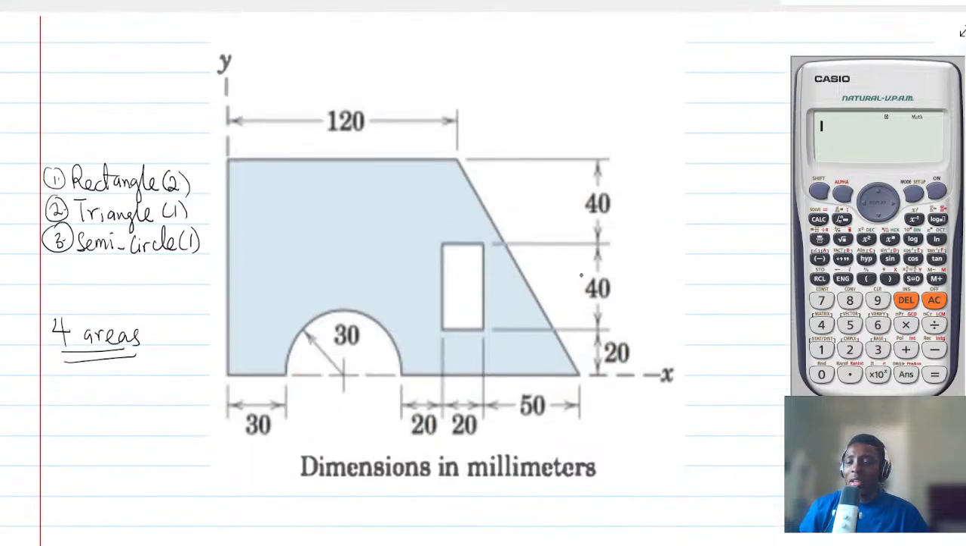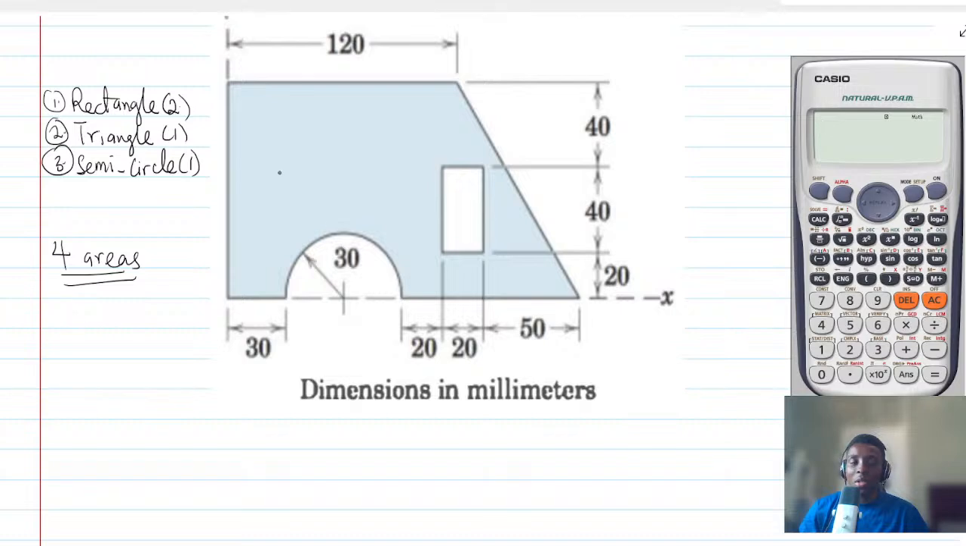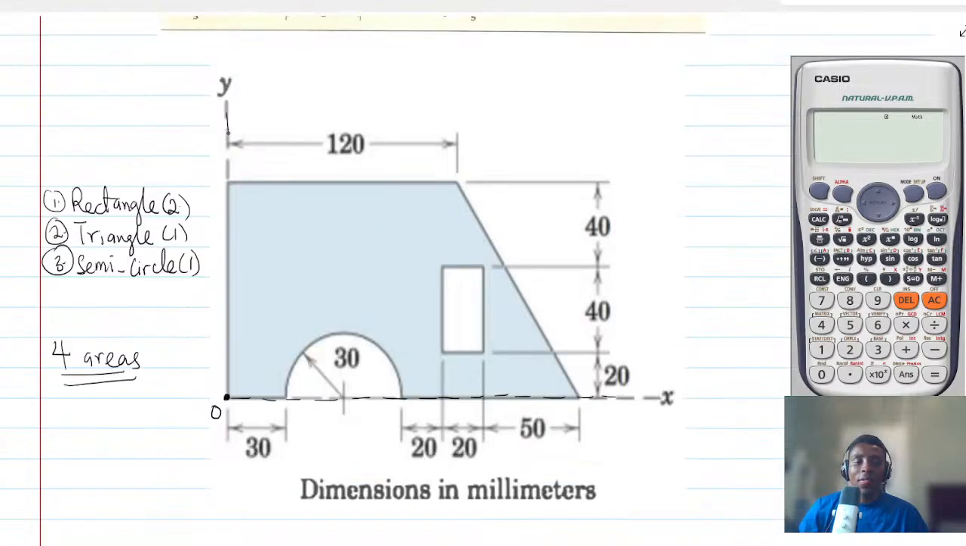So the first thing that you have to do is to identify the origin. Okay. Identify the origin. So the origin is this point here, O. That is the origin. Then you have the x direction in this sense. So that is your x direction or your x axis. Then you have your y direction in this sense.